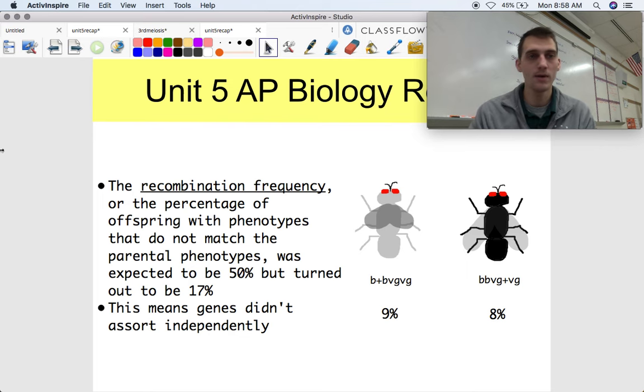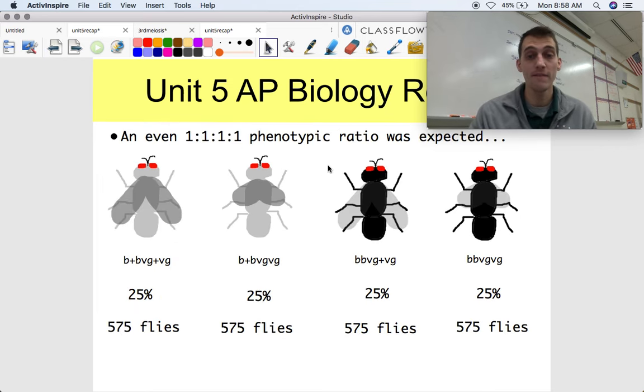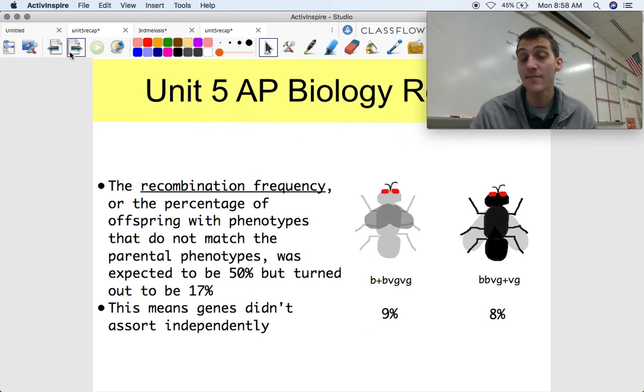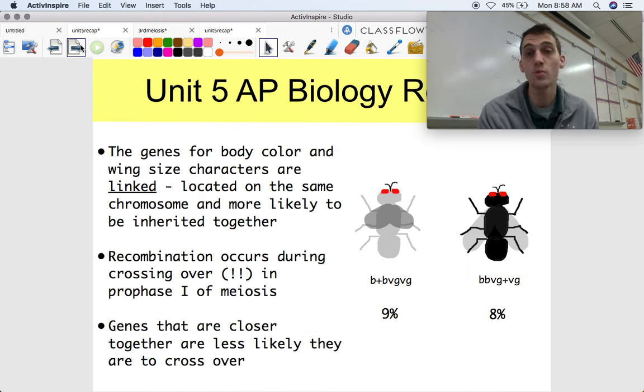We were expecting 50% recombination, new combinations of these traits. But they only got 17%, which means something is up. Those genes did not assort independently. Something makes it more likely for these genes to be inherited together. This is what it means by these genes being linked. The genes for body color and wing size are linked. They are located on the same chromosome and more likely to be inherited together.